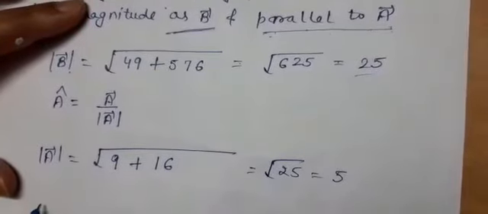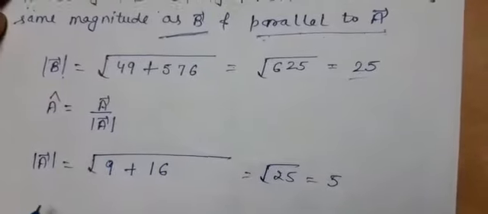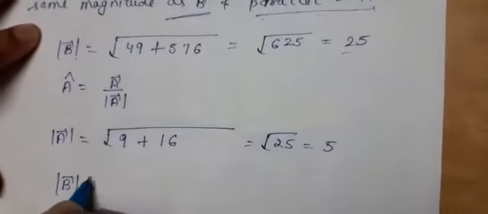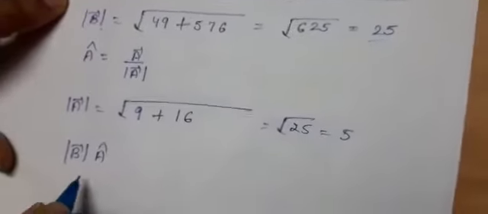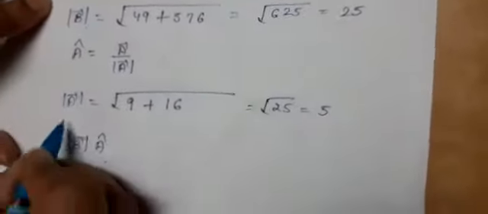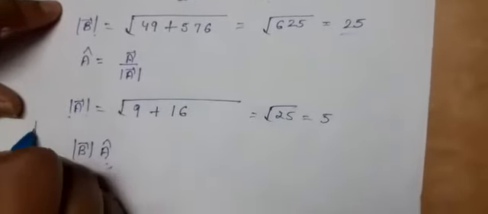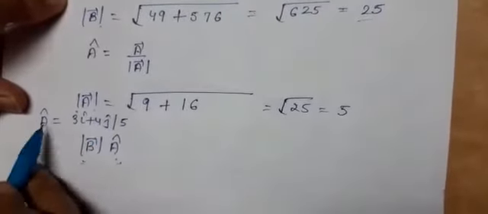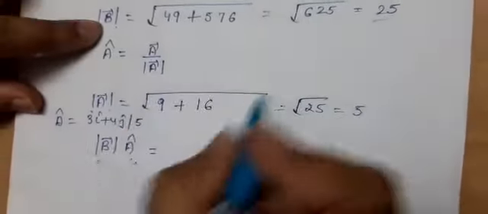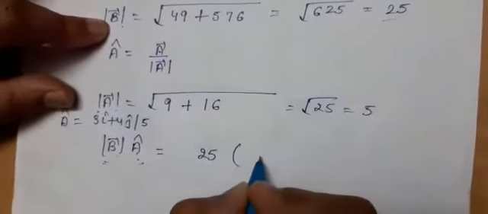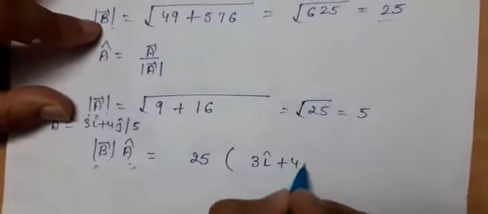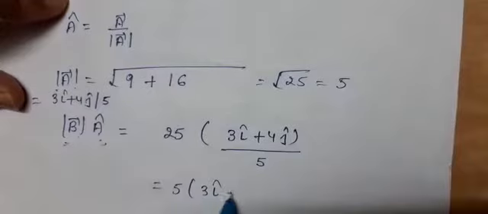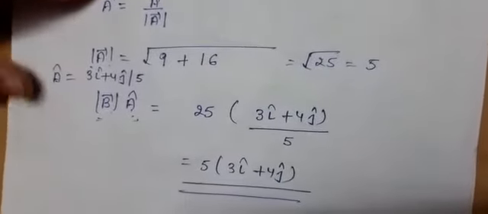Now as per the statement, find a vector having same magnitude as B and direction that is parallel to vector A. So for this, since I have calculated the magnitude of A, the unit vector will be 3I plus 4J divided by 5. Now just use this result. Magnitude of B is 25. Direction, when you are taking, then vector A divided by its modulus. So it is 5 into (3I plus 4J).